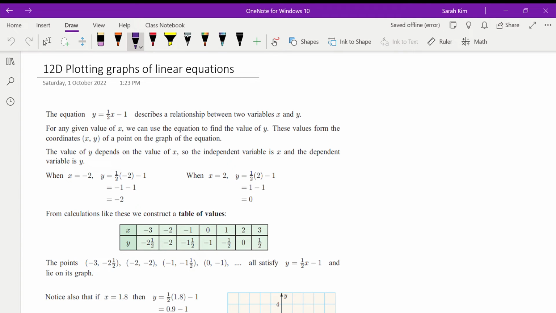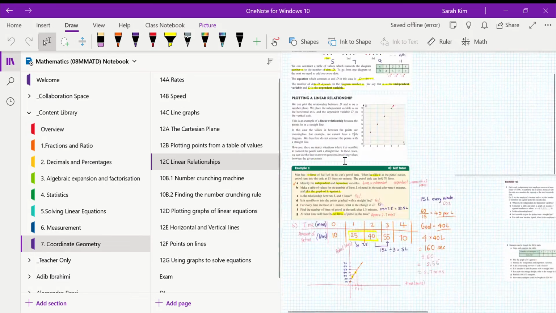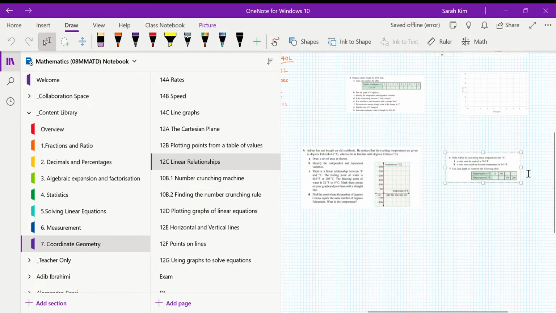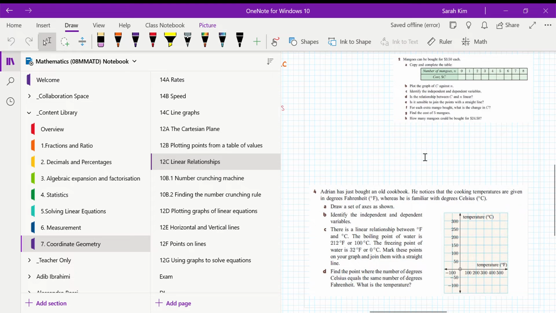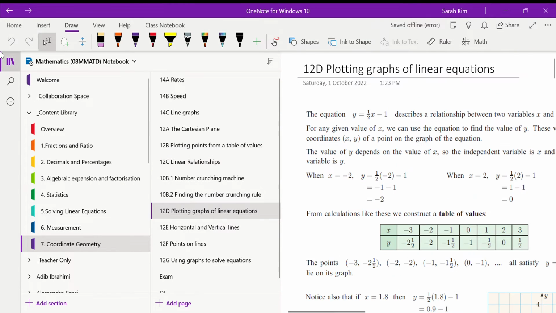Alright, 12D, we're going to plot graphs of linear equations. We looked at linear equations in 12A before, 12C before. If you don't remember doing these questions, you better go back and do them. Alright, so make sure these questions are done. They were meant to be finished for homework. If you didn't finish it, go back and do it first.